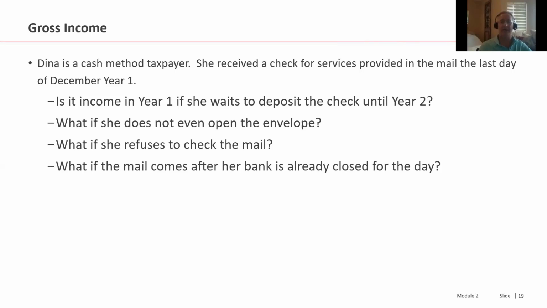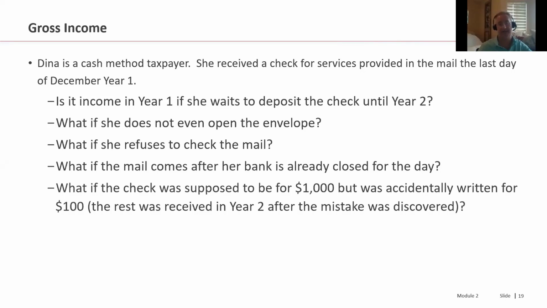What if the mail comes after her bank is already closed for the day? In this case, she has the check, but she certainly can't put it in her bank account. Guess what? Totally not relevant for constructive receipt. She's in control of that property. She could negotiate it elsewhere, go to a check cashing place, sell it, or endorse it over to someone else. The reality is she's in constructive receipt of that income.